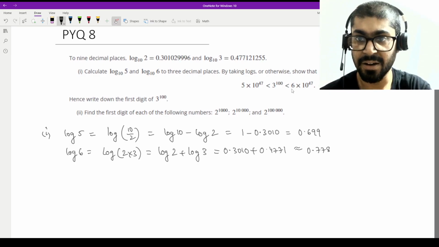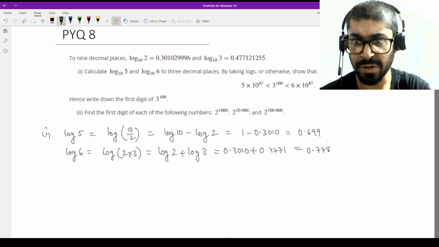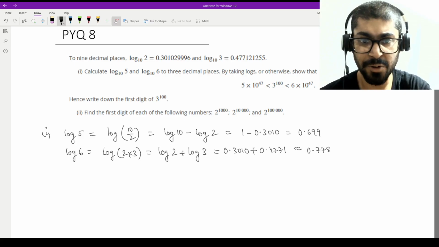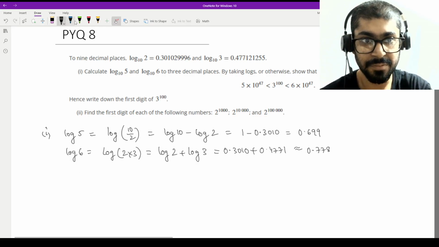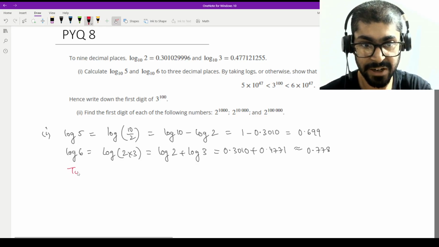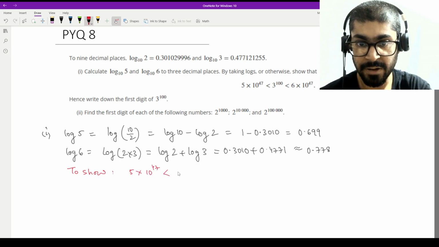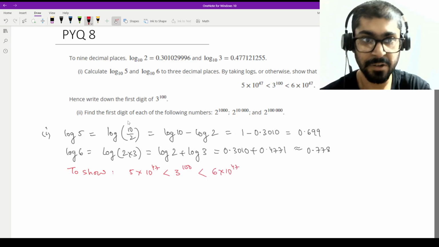By taking logs or otherwise, show that 5 into 10 to the power 47 is less than 3 to the power 100, which is less than 6 into 10 to the power 47. This is a very weird problem, you might say, but this will make sense once we start the calculations. So let us take the logs of this. This is the problem that we are attempting, to show 5 into 10 to the power 47 less than 3 to the power 100 less than 6 into 10 to the power 47.